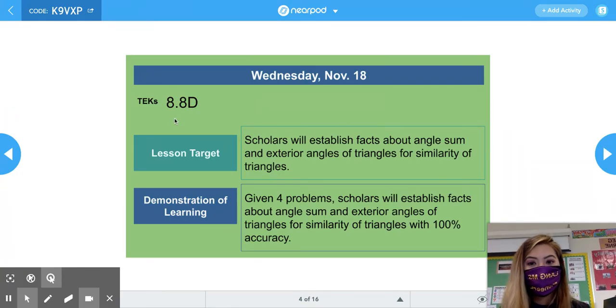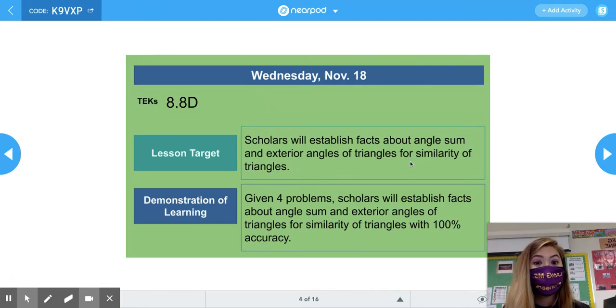Our TEK for today is 8.8D. Our lesson target is that scholars will establish facts about angle sum and exterior angles of triangles for similarity of triangles. Our DOL is given 4 problems. Scholars will establish facts about angle sum and exterior angles of triangles for similarity of triangles with 100% accuracy.